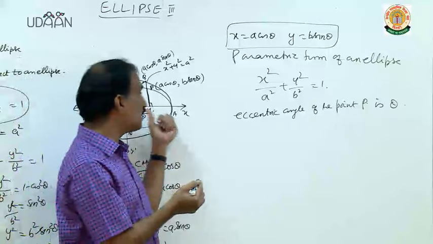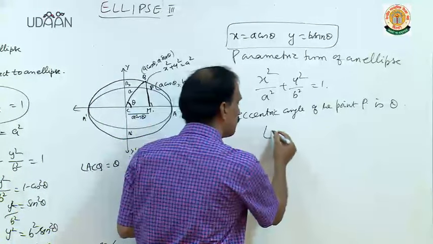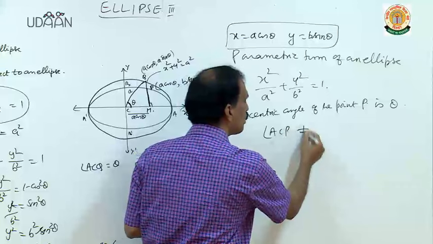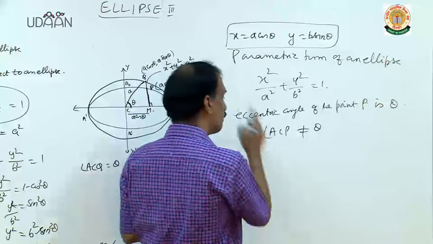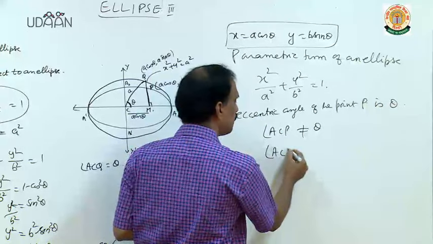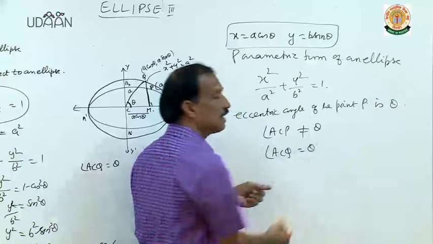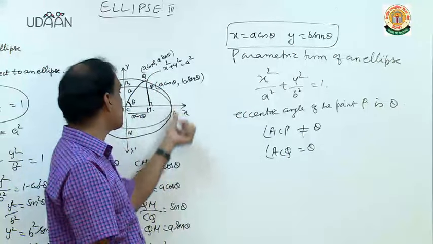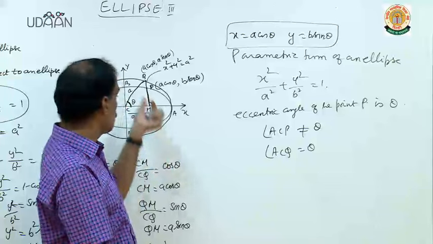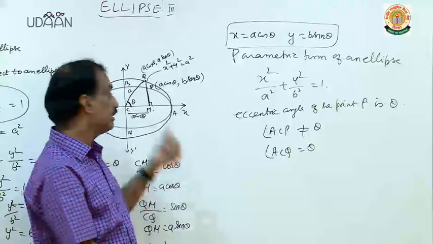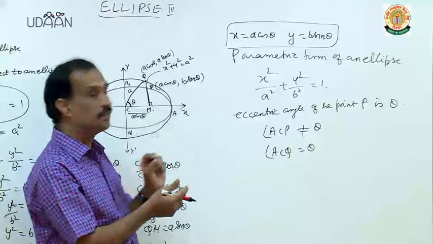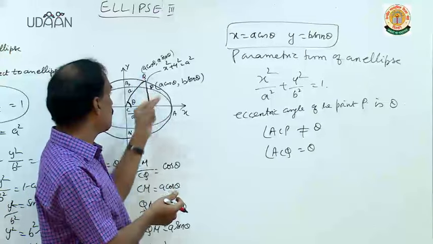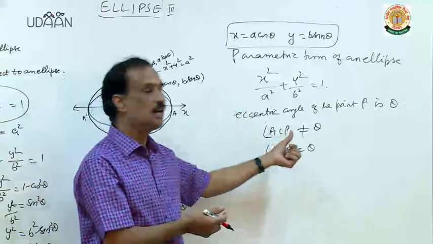This theta is not ACP. ACP is not equal to theta. We know only ACQ is theta. That is, this point Q lies on the auxiliary circle. That is why it is theta. This theta is representing the angle ACQ, that is called the eccentric angle.